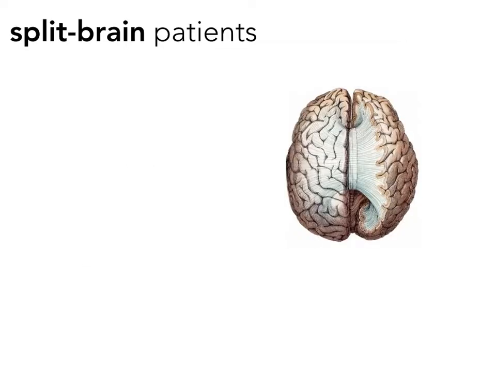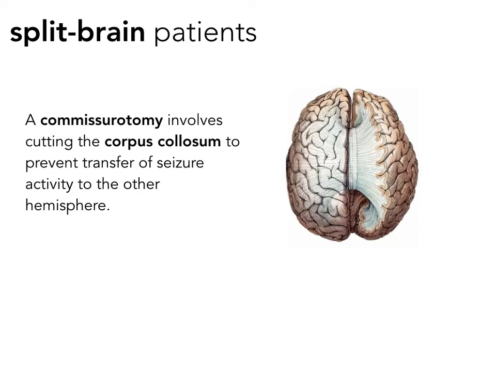Seizure activity can transfer from one hemisphere to another in epilepsy via the corpus callosum, this tract of fibers that runs between the left and the right hemispheres. In some cases of severe epilepsy, rather than cutting out the tissue triggering the seizures, surgeons opt to sever the primary route between the left and the right hemispheres. A commissurotomy involves cutting the corpus callosum.